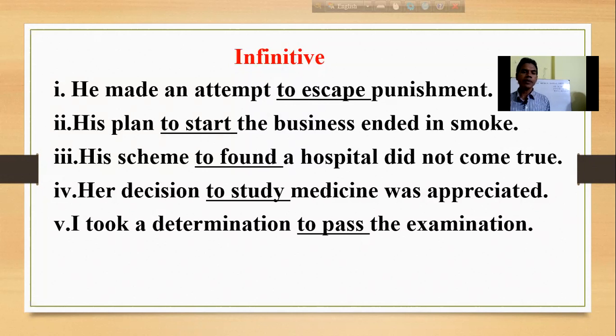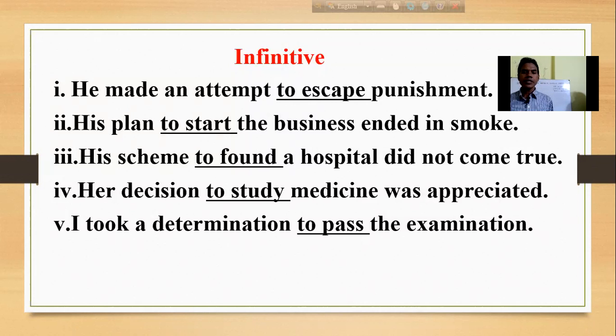Second example, his plan to start the business ended in smoke. Here, to start is an infinitive, and it gives extra information about his plan, a kind of noun phrase, and it takes place after that very noun phrase. So it is also an example of infinitive. Third example is, his scheme to found a hospital did not come true. What here we find? To found. To found is another example of infinitive.